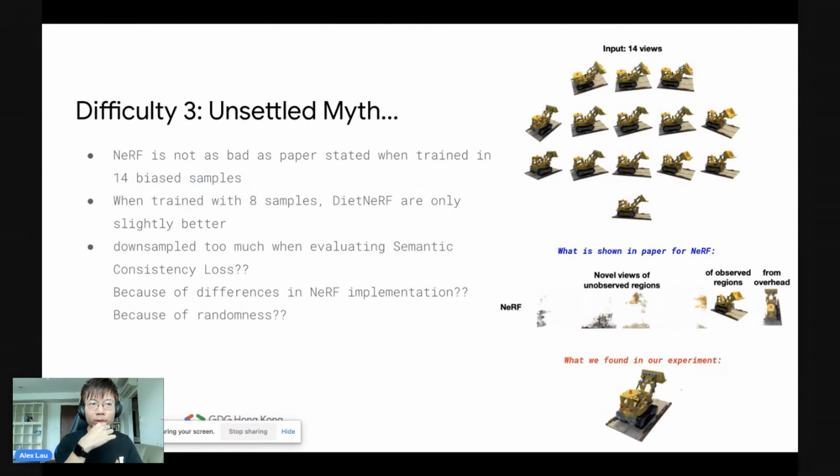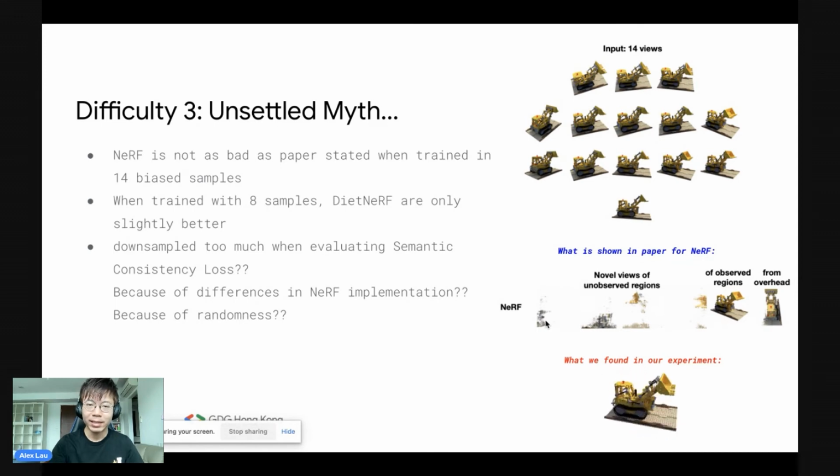But at the end, even though we have wrapped up the project, there are still some unsettled myths that we haven't addressed. One myth is that we cannot nicely reproduce the result that is stated in the paper. In the paper, they have different training settings: in one case they train on 14 samples, which is biased, and also train on 8 samples. When they compare against the original NeRF, there's a sharp difference. If it is trained on the original NeRF, when you render an unobserved region, it is completely blurry, completely invisible what this scene is about.